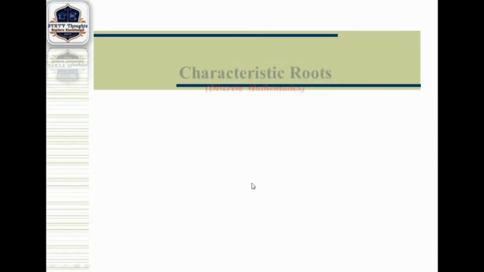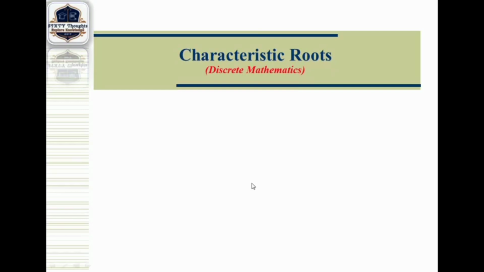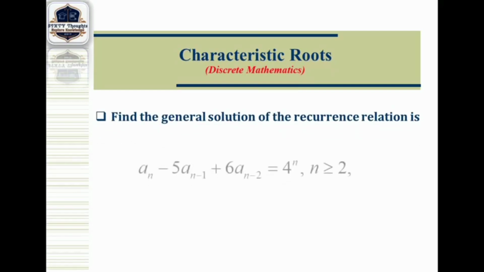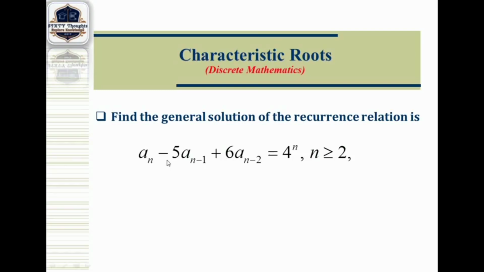Hello students, today we are going to solve the given recurrence relation by using the characteristic root method in discrete mathematics. Find the general solution of the given recurrence relation a_n minus 5a_{n-1} plus 6a_{n-2} equal to 4 power n, n varies from 2 to infinity, by using the characteristic root method.